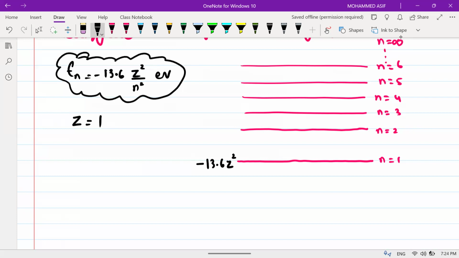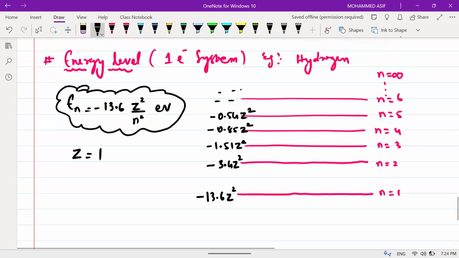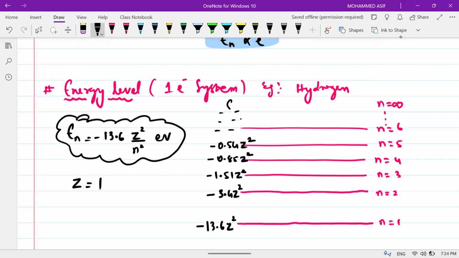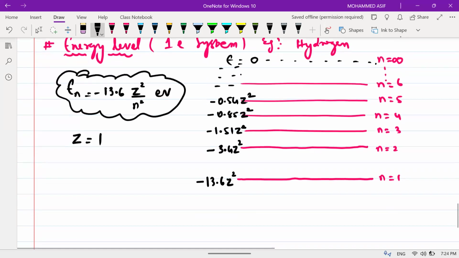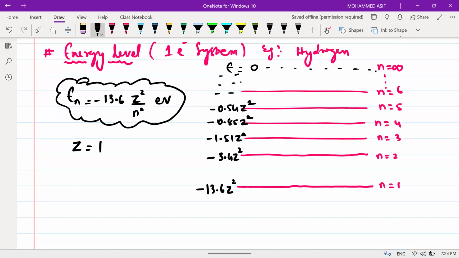Then when n equals 2, it will be minus 3.4 Z square. Then n equals 3 is minus 1.51 Z square. Then n equals 4 is minus 0.85 Z square. The next one, n equals 5, is minus 0.54 Z square. Go on like this up to infinity. At infinity, what is the energy? E will be equal to 0 at infinity. Clear? At least up to the 5th, you need to learn these formulas by heart.